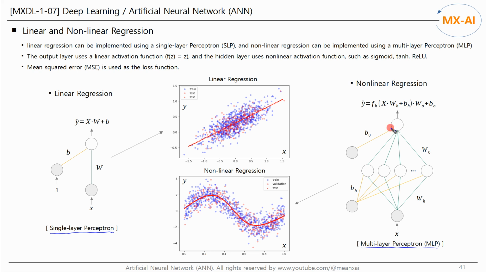The output layer uses a linear activation function, and the hidden layer uses a nonlinear activation function, such as sigmoid, hyperbolic tangent, or ReLU. And mean squared error, MSE, is used as the loss function.